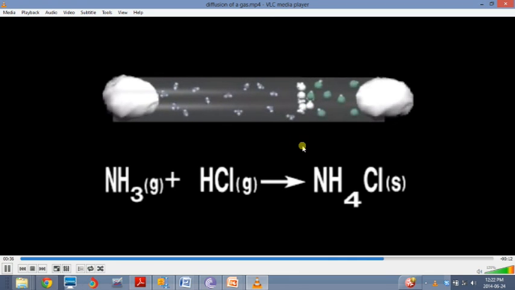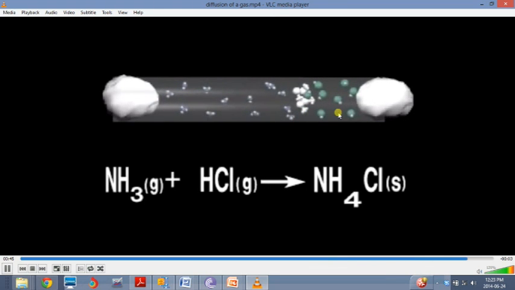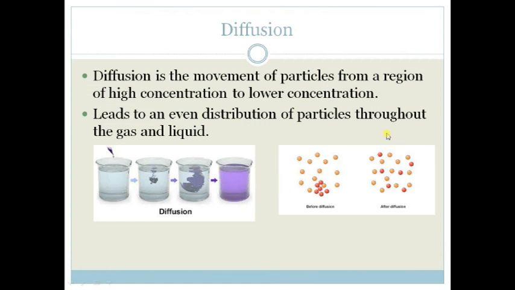So here you can actually see an animation, admittedly, but in real life what you would see is a white gas being formed in the middle here. You wouldn't see the little particles here, but you would see a white gas being formed, and that would be the ammonium chloride.